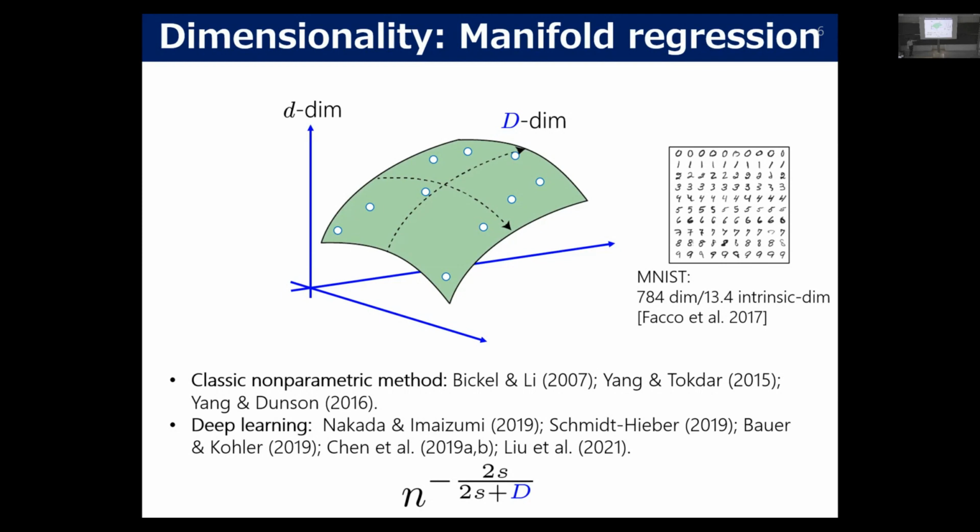Also, in the literature of manifold learning, it is shown that if the data is distributed on a capital D dimensional, low dimensional manifold, then the rate of convergence can be improved like this. Instead of the small d, the dimensionality of the whole space, the capital D, the dimensionality of the low dimensional manifold, comes into the rate of convergence. That means that in the MNIST dataset, instead of 784, 13 or 14 appears here. If the smoothness s is sufficiently large, it is a reasonable number.